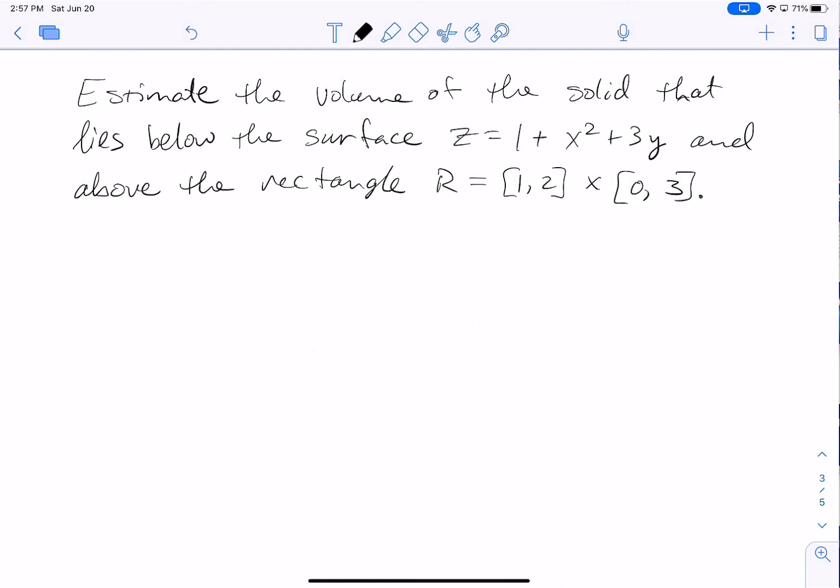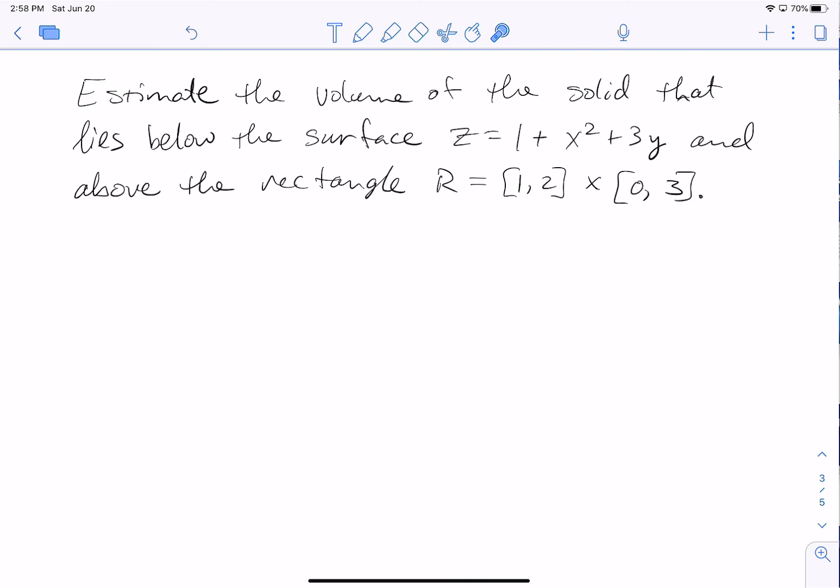Before we get into computing more iterated integrals, we're going to step back a little bit and do an estimation problem. In particular, we'll estimate the volume of the solid that lies below the surface z equals 1 plus x squared plus 3y, and above the rectangle R equals the interval [1, 2] by the interval [0, 3], both of those being closed intervals. The order of the intervals is alphabetical.